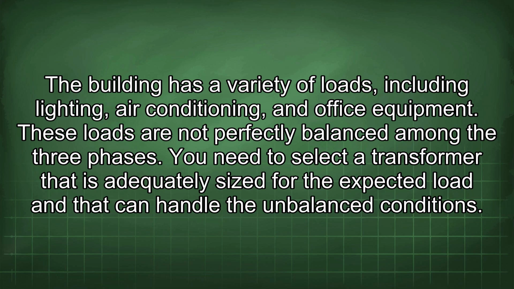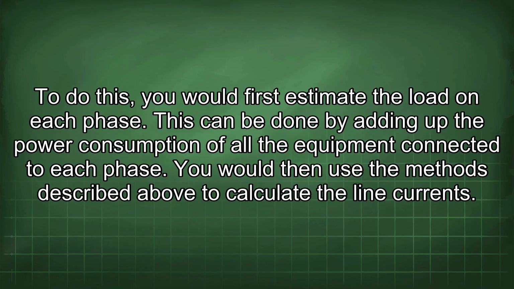You need to select a transformer that is adequately sized for the expected load and that can handle the unbalanced conditions. To do this, you would first estimate the load on each phase. This can be done by adding up the power consumption of all the equipment connected to each phase. You would then use the methods described above to calculate the line currents.